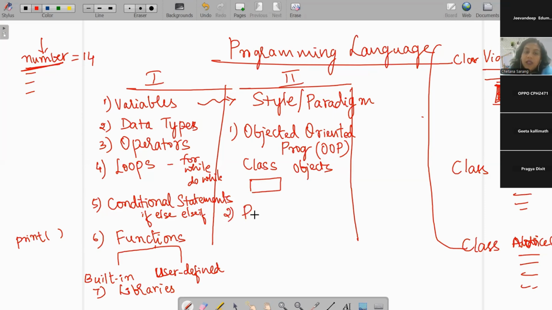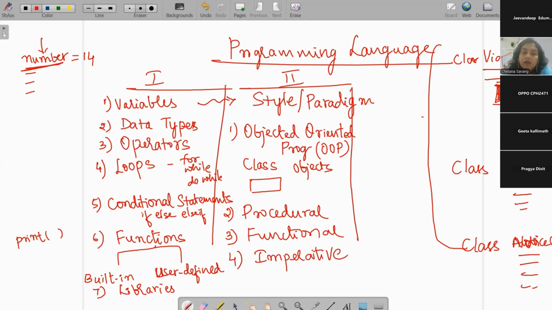Then there are many other styles: procedural, functional, imperative. Different styles are there. In the book, we have given which languages are examples of object-oriented and everything. Python is one such language which supports all these styles. That's why it is famous.